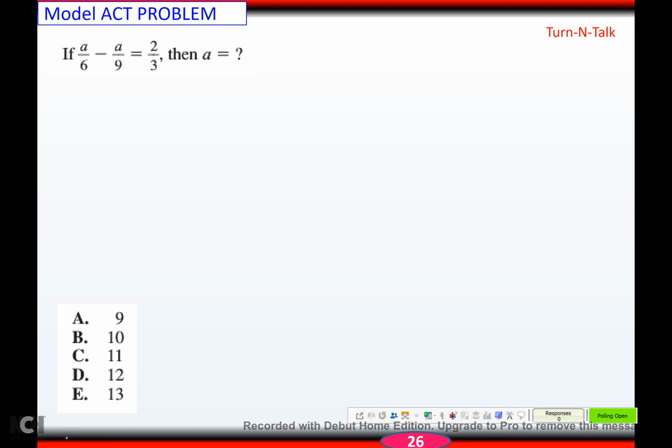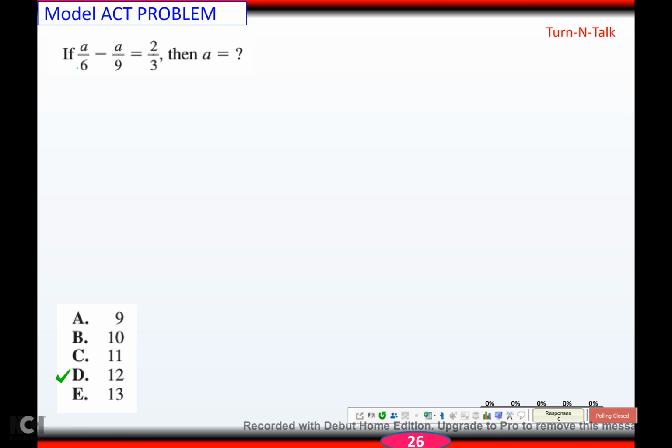All right, try this one. Hit pause, come back when you're ready. Then hopefully you got 12. It says if a over 6 minus a over 9 equals 2/3, then a equals what?